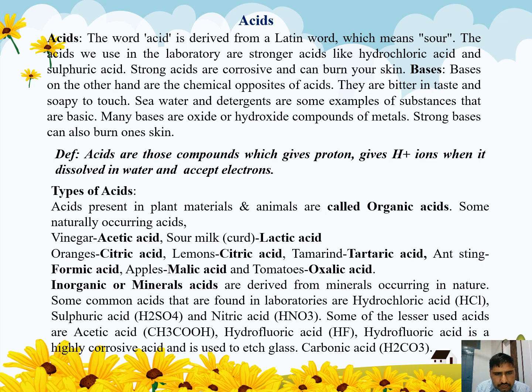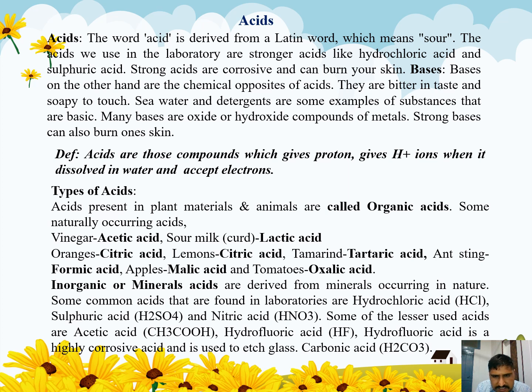There are two types of acids: organic acids and mineral acids. Acids in plants and animals are called organic acids. Common examples are vinegar, which contains acetic acid; milk or curd, which contain lactic acid; orange and lemon, which contain citric acid; tamarind, which contains tartaric acid; ant, which contains formic acid; apple, which contains malic acid; and tomato, which contains oxalic acid.